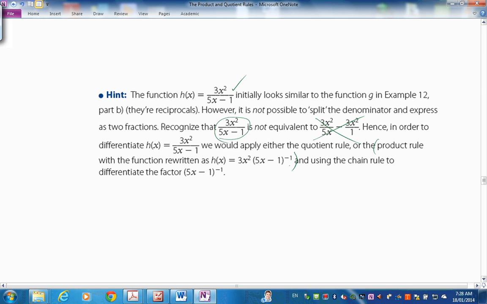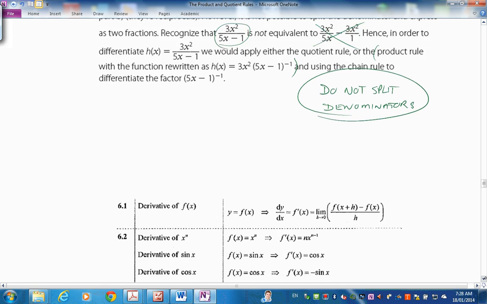Generally the quotient rule is the best way to go, even if we're going to work further with the derivative. So do not split bottom lines or denominators. You can't do that. That is not the meaning of that expression. Okay, let's have a look at you having a go there.